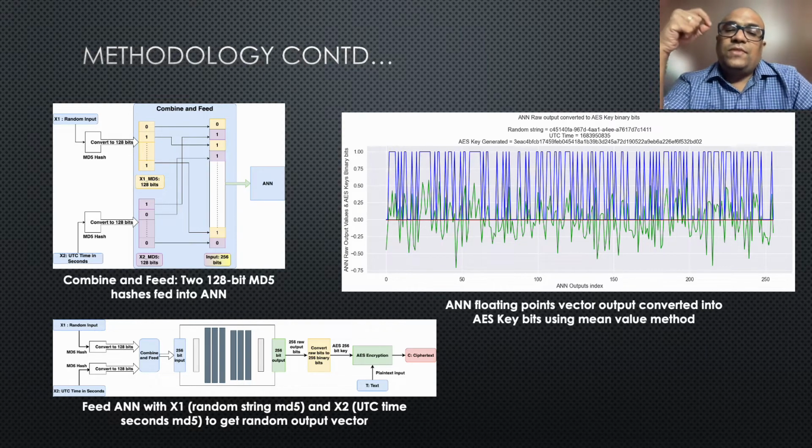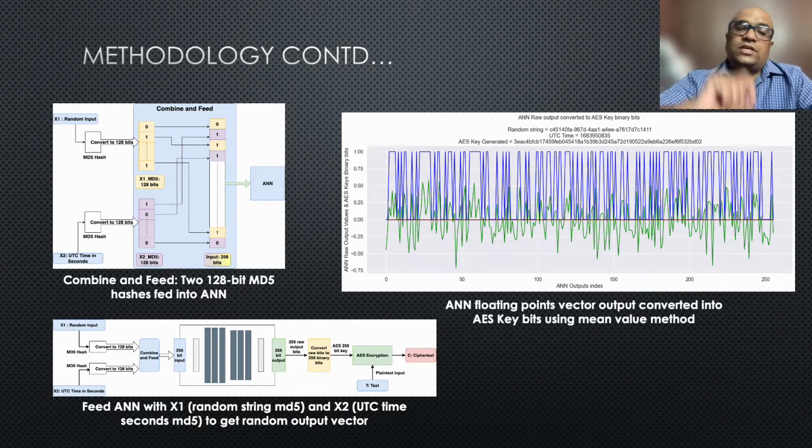We calculate the mean of those values, and all the values that lie above the mean value are treated as ones, and the ones which are equal to or below the mean assume the value of 0. That way we are generating a 256 bit key, an AES key, which is fit to be used for data encryption. And there might be some errors around the mean calculation, which we'll see as a part of our result.